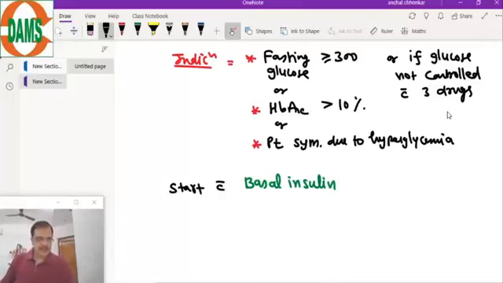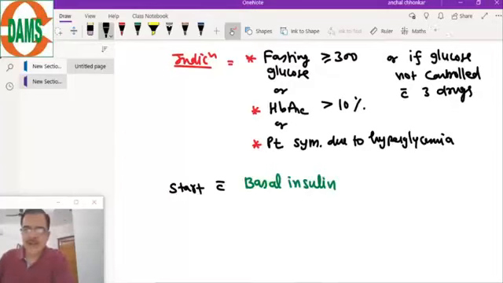Another indication in type 2 diabetes is if glucose is not controlled with the three drugs, then we will go for the basal insulin. Yes, treatment is only after assessment of the HbA1c. Other indications can be, yes, patient is undergoing surgery, but that is not an absolute indication. Even in surgery we can give the drugs. That is not an absolute indication for insulin therapy.